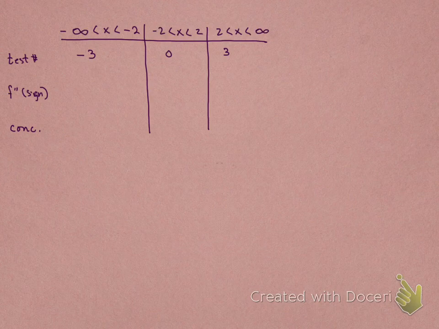When you plug a -3 into the denominator, you get a positive. Not into the denominator, I mean into the second derivative. When you plug a 0 into the second derivative, you get a negative, and the +3, remember we're using our second enter function, you get a positive. So you are concave up, down, and up.